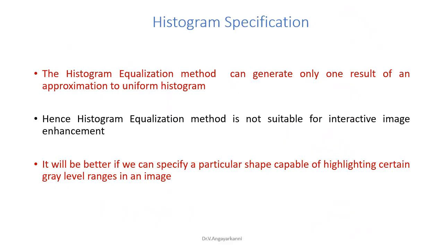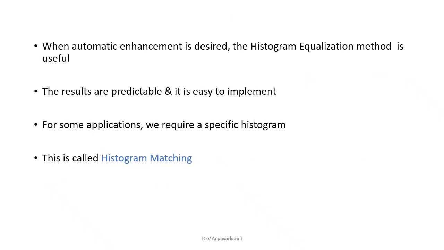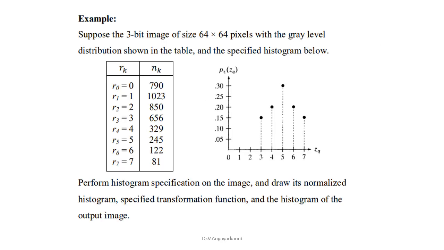Then what is meant by histogram specification? The histogram equalization method can generally only give an approximation to a uniform histogram. Hence, the histogram equalization method is not suitable for interactive image enhancement. It will be better if we can specify a particular shape capable of highlighting certain gray level ranges in an image. When automatic enhancement is desired, the histogram equalization method is useful. The results are predictable and it is very easy to implement. For some applications, we require a specific histogram. This is called histogram matching.